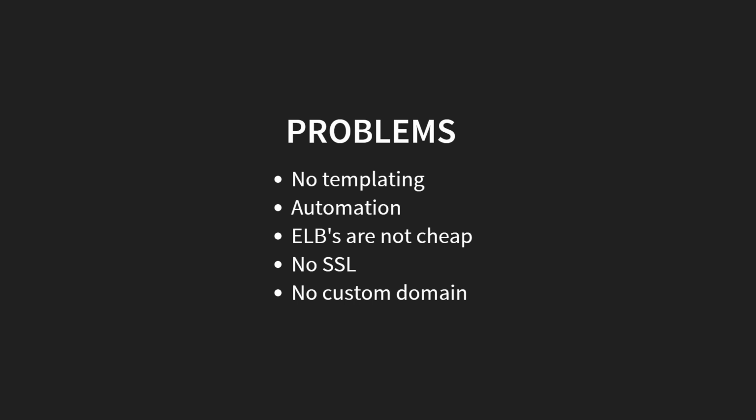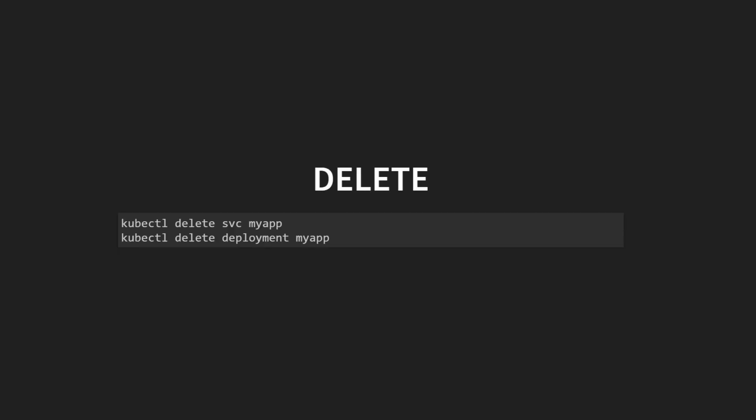This is especially relevant in the age of microservices, where we have a lot of those running on our clusters. Also, we've only exposed our application on HTTP. There is no SSL. And also, there is no custom domain on which we can access our service. We only have the domain that AWS ELB gave us, which is sort of ugly. So let's try and solve these one by one.